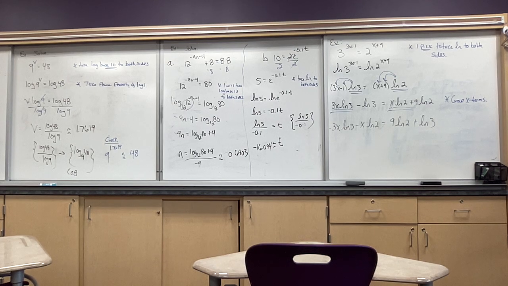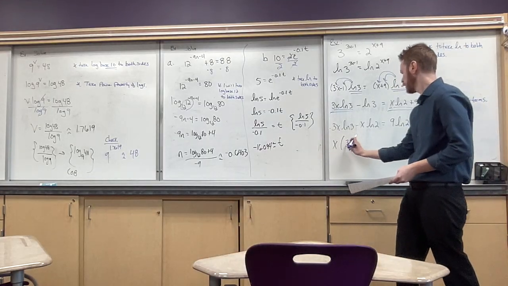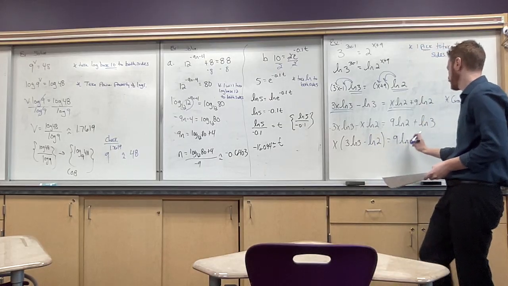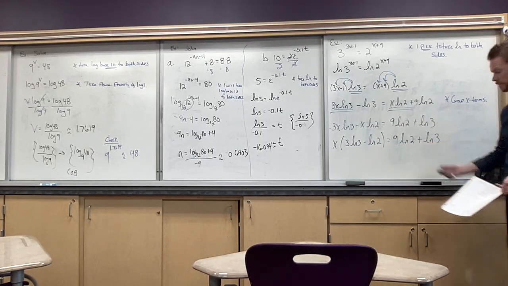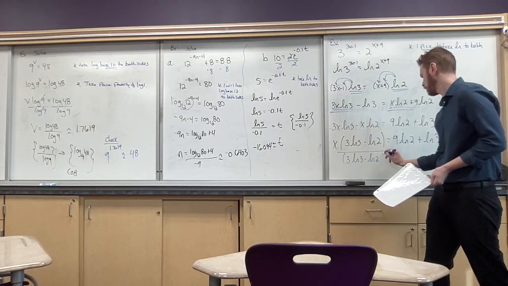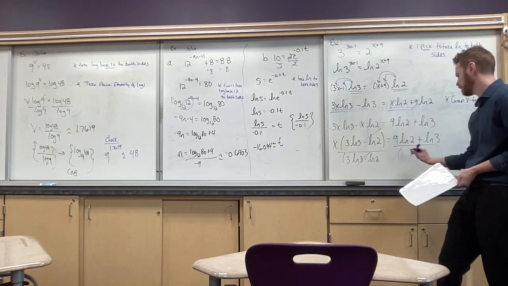Now, on the left-hand side, I got terms with x's in it. So that means I can factor that out. So factor an x out. I get 3 ln of 3 minus ln of 2. I'll rewrite everything else over here. And then to simplify, to get x by itself, x is being multiplied by all this, so the reverse would be divide. So divide both sides by what's in the parentheses here. So those cancel. I shouldn't say cancel, but it reduces to 1.